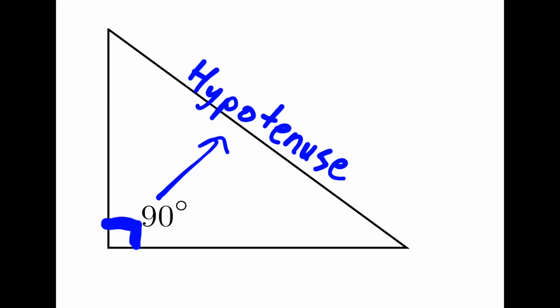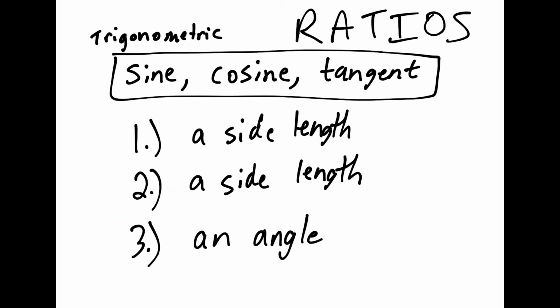Let's do a quick Chapter 8 review. First off, this is the hypotenuse of a right triangle. It's across from the 90 degrees, that box. Trigonometry, the measure of triangles, involves ratios, such as sine, cosine, and tangent. These ratios tell you how long one side length is compared to another based on an angle.